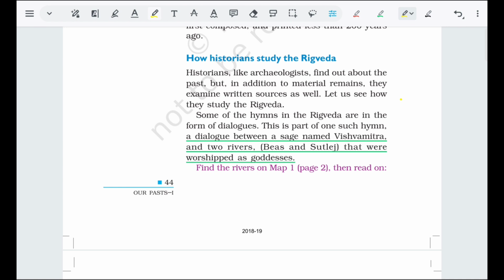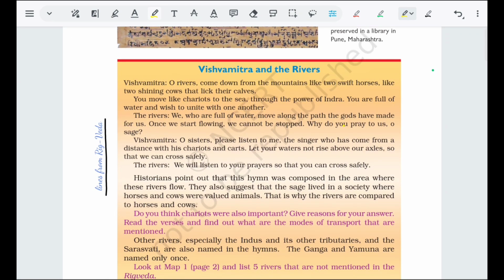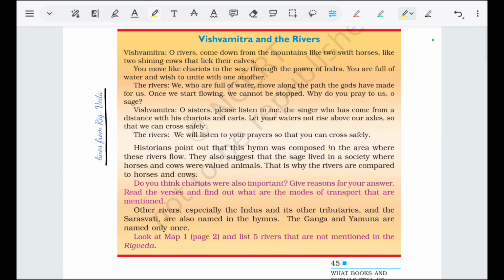How do historians study the Rig Veda? The basic finding in the Rig Veda is a dialogue between a sage named Vishwamitra and two rivers, Beas and Satluj, that were worshipped as goddesses. So here Vishwamitra says, "O sisters, please come with chariots and carts and all other things." And then after some time Vishwamitra says, "Please calm down so that our chariot and cart can move through the river and the water does not rise above the axles." So this is the dialogue between the sage and the rivers.